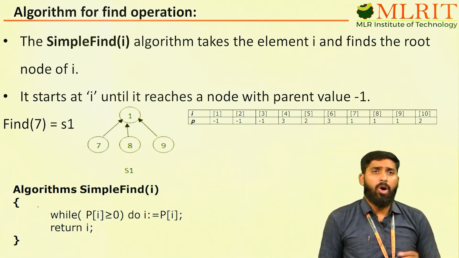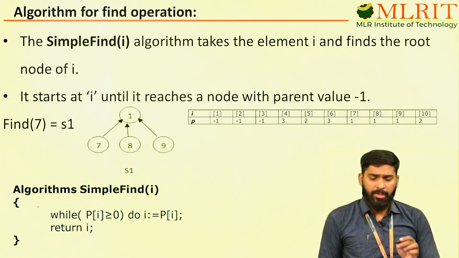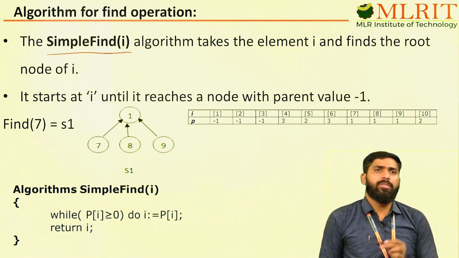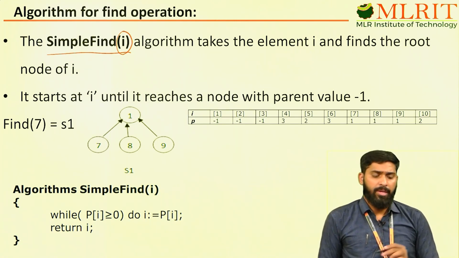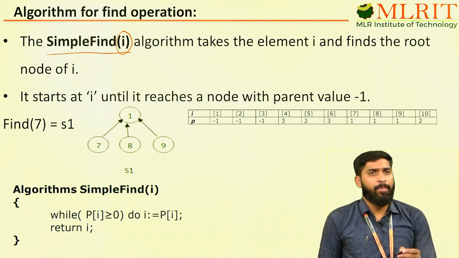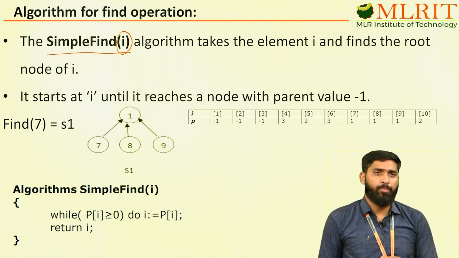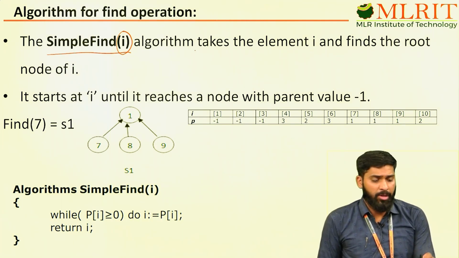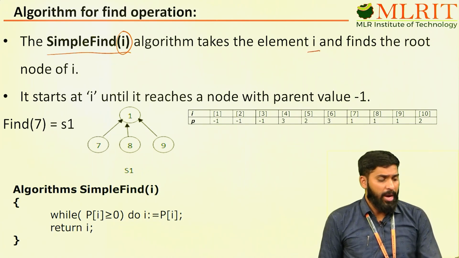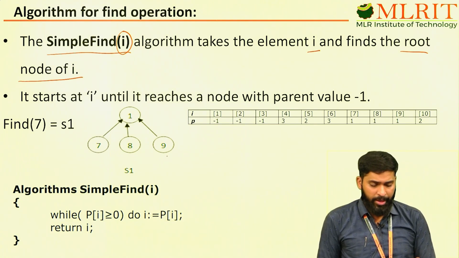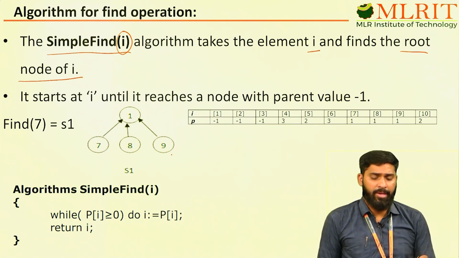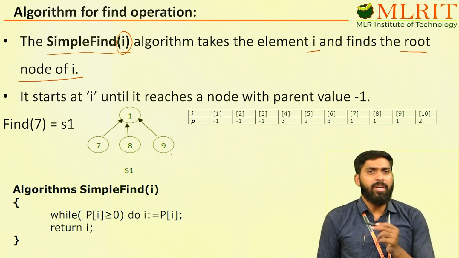Now the algorithm for the find operation, the simple find. What is the find operation? You are given one element i, and the algorithm returns the set name. This element belongs to one set, and that set will be written as output. The simple find algorithm takes the element i and finds the root node of i. Here if I give the element as 9, the root of 9 is 1. 1 represents S1 here.